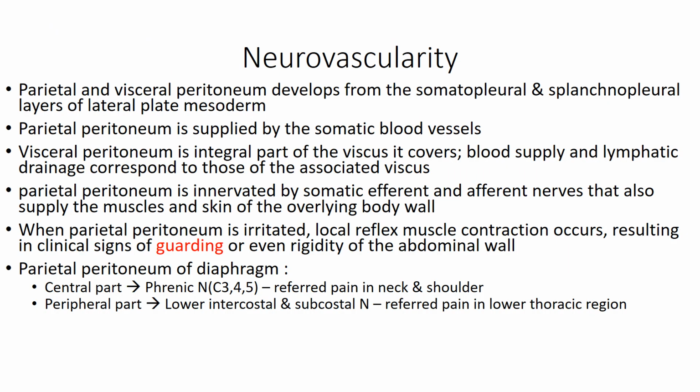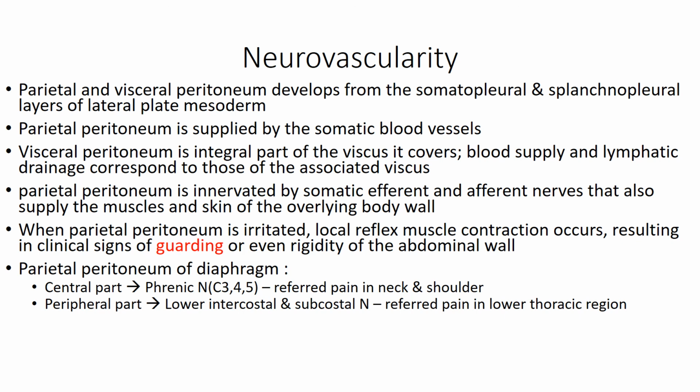The neurovasculature of the parietal and the visceral peritoneum is governed by their developmental embryology. Parietal peritoneum and visceral peritoneum develop from the somatopleuric and splanchnopleuric layers of the lateral plate mesoderm respectively. Hence, the parietal peritoneum is supplied by the somatic blood vessels, and the visceral peritoneum being an integral part of the viscera it covers, gets its blood supply and drainage from the corresponding part of the viscera it covers. Now the parietal peritoneum is innervated by the somatic efferent and afferent nerves that also supply the muscles and the skin of the overlying body wall.